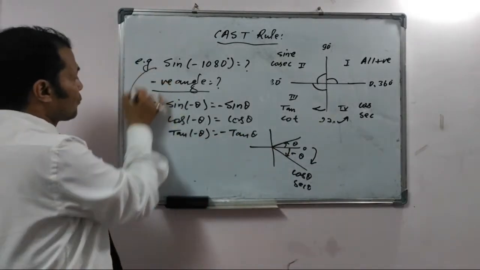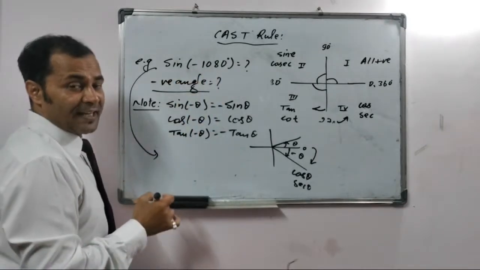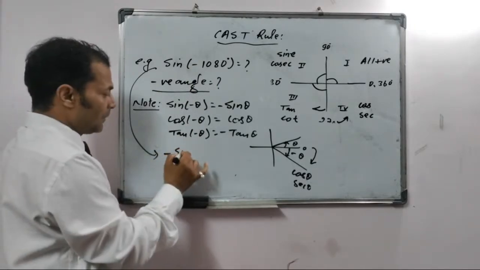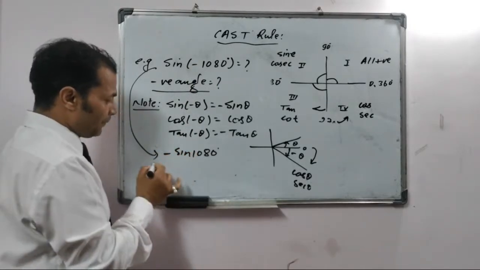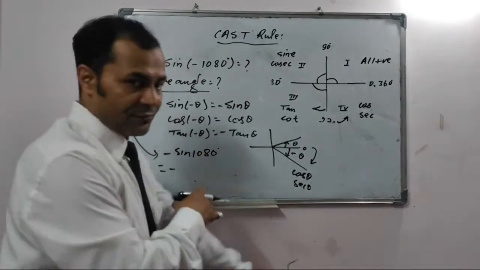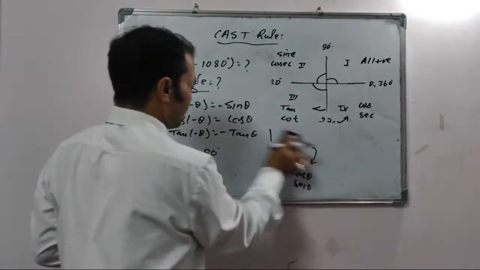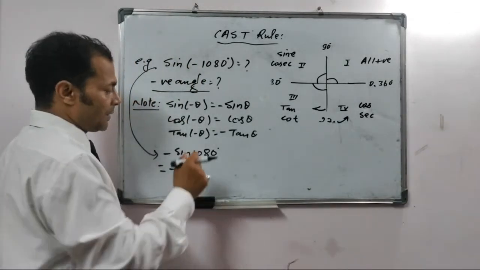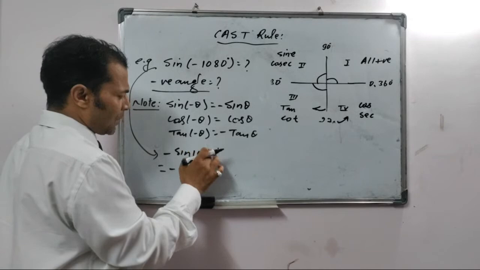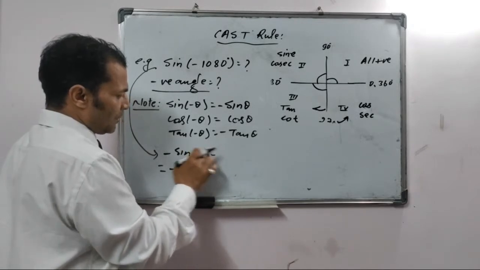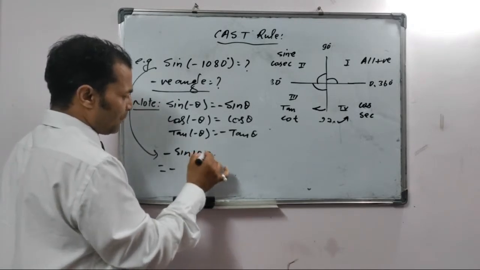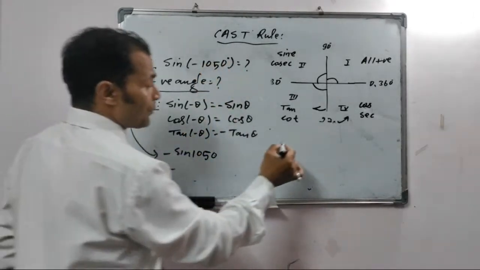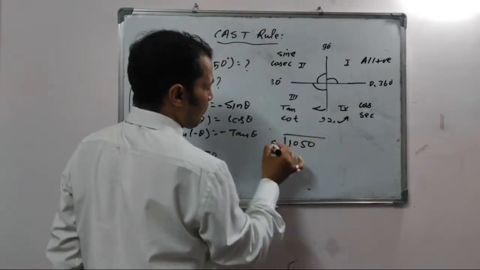Now tell me, what is the value of sine minus 1080 degrees? In this case, the minus comes out in front: minus sine 1080. Now let's find the value of sine 1080. But before this, let's make it 1050 degrees, sorry, 1050 degrees, otherwise you will not get the exact value. Now what you do is divide 1050 by 90.